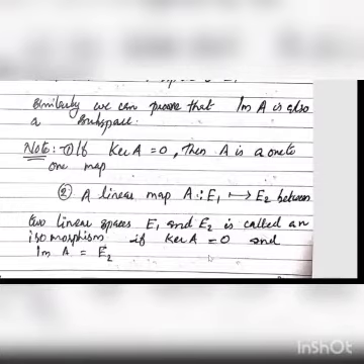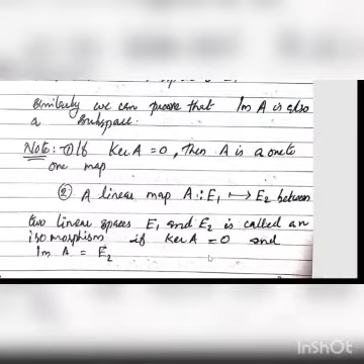And a linear map A from E1 to E2 between two linear spaces E1 and E2 is called an isomorphism if the kernel of A is equal to 0 and the image of A is equal to E2. That is, between two vector spaces or linear spaces, we will say that a map is an isomorphism if, first, it should be one-to-one, second, onto, and the third is it should be linear.